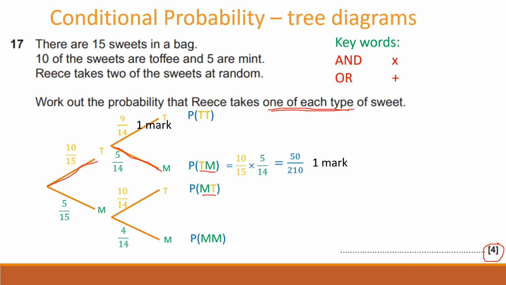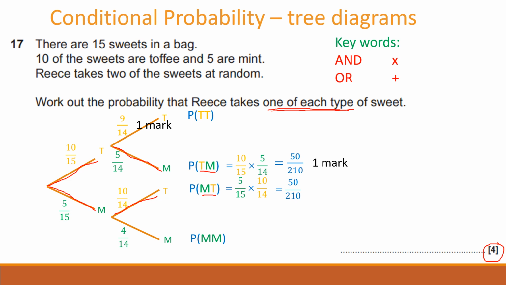We're going to do a similar thing now the opposite way round for a mint followed by a toffee. So for a mint followed by a toffee, we're going to have 5 over 15 times 10 over 14. Multiply your numerators and multiply your denominators again. So 5 times 10 in the numerator is 50, and 15 times 14 is 210 in the denominator.